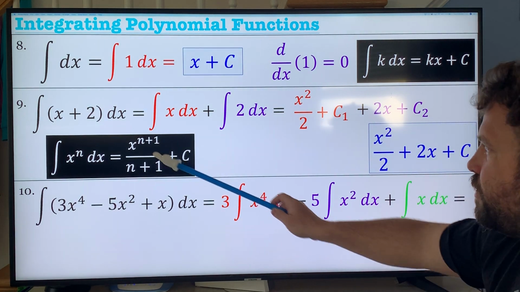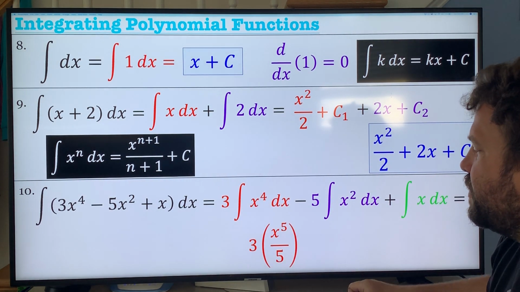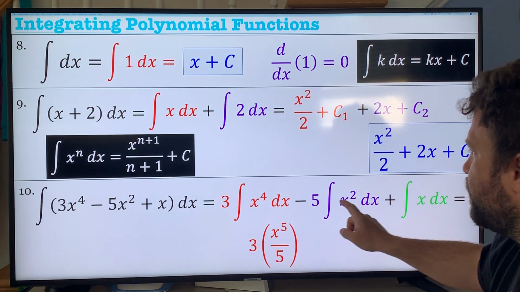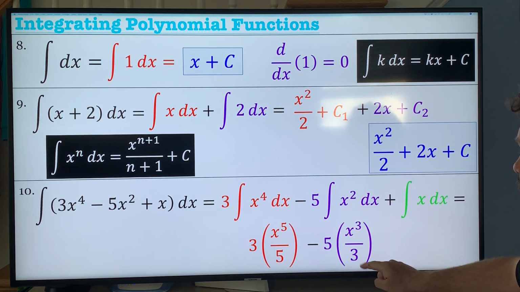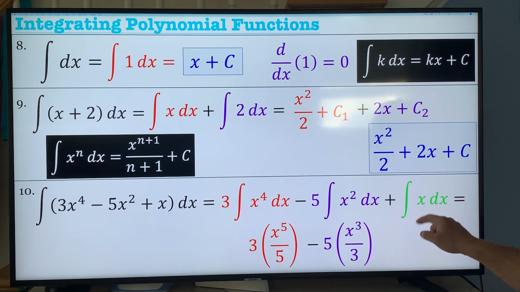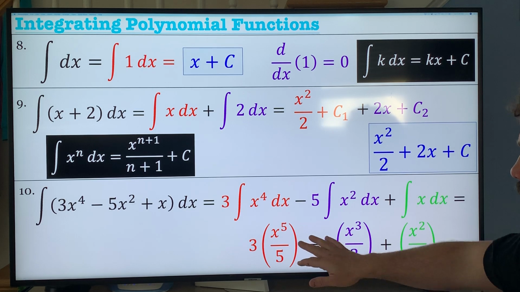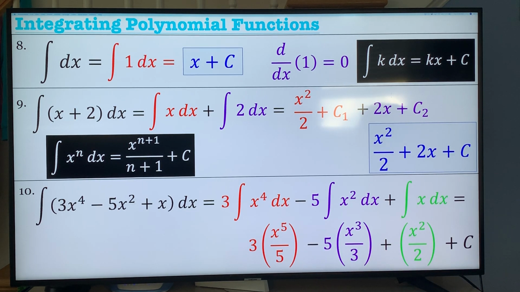Integral of x to the 4th, put it through here. X to the 5th over 5. You multiply it by 3. 2 plus 1 is 3. Now minus 5 times x to the 3rd over 3. And x, this is a 1, we just set it over here. X squared over 2. And you add them all plus c.